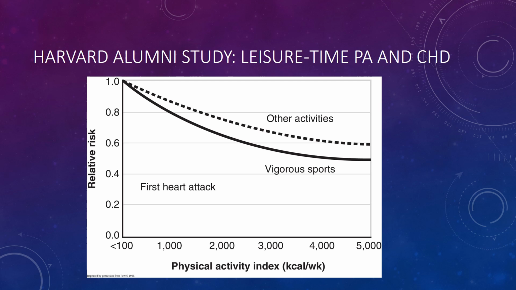This is set up very similarly. It's from the Harvard alumni study. Instead of occupational physical activity, it's leisure time physical activity. So the black line is participation in vigorous sports. The dashed line is participation in other physical activity related activities. Both of those were associated with lower risk of coronary heart disease. Vigorous sports in particular lowered risk.